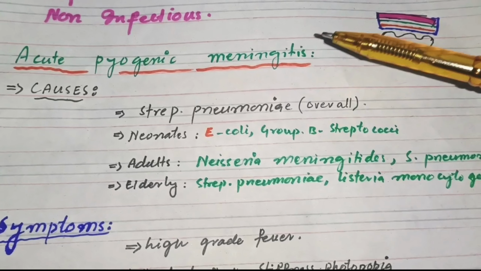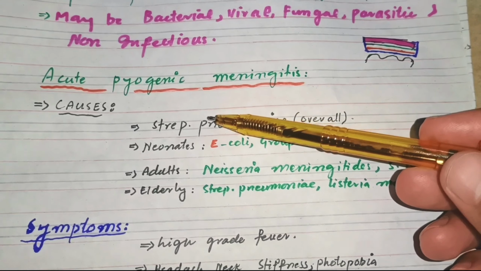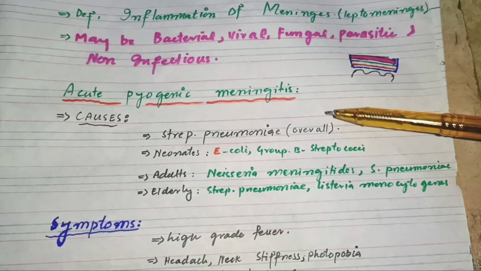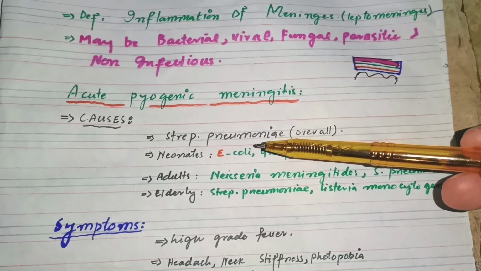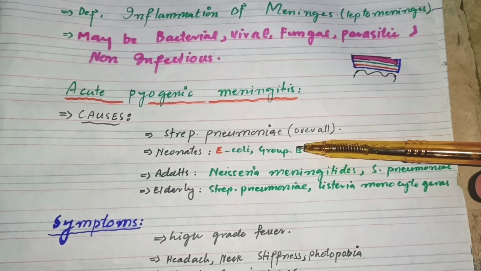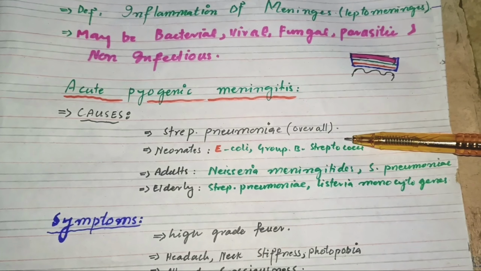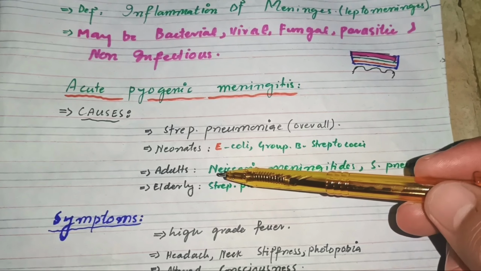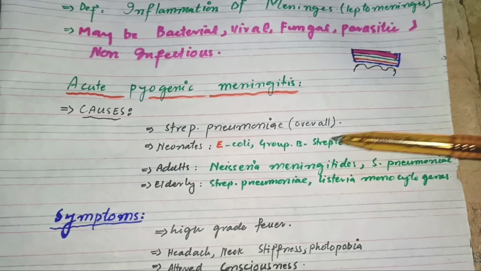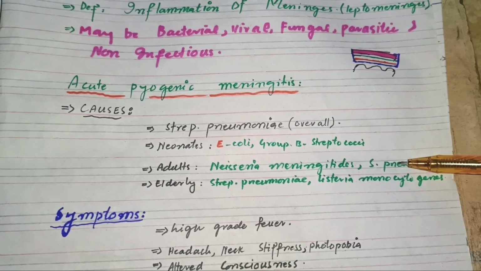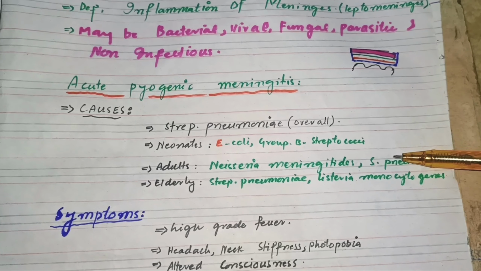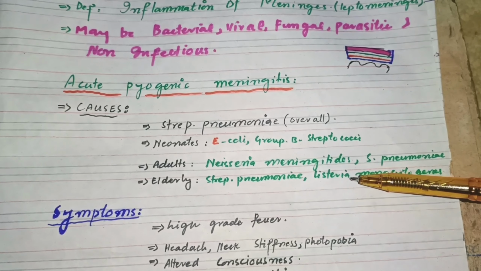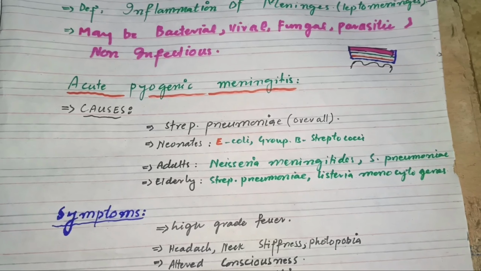So what are the causes of acute pyogenic meningitis? Streptococcus pneumoniae is a cause of meningitis in all age groups, while in neonates E. coli and group B Streptococcus are the causes of meningitis. In adults, Neisseria meningitidis and Streptococcus pneumoniae cause meningitis, while in elderly people, Streptococcus pneumoniae and Listeria monocytogenes cause meningitis.